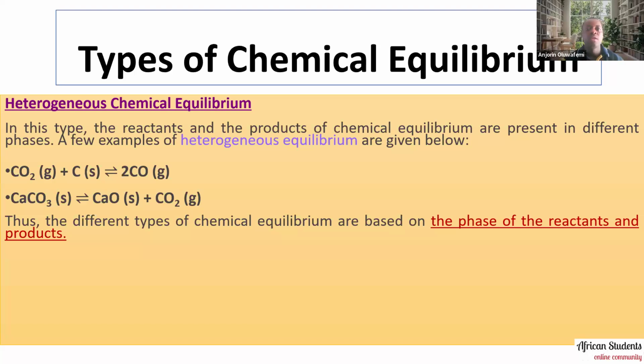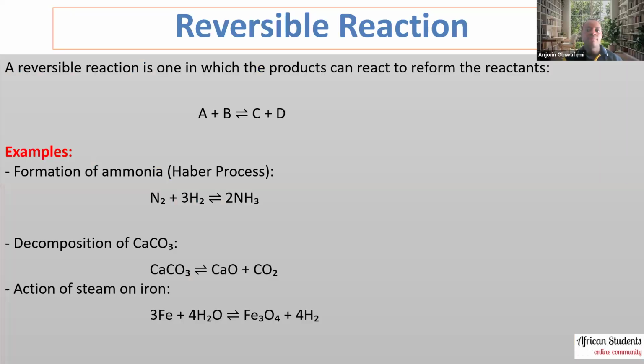All right now, let's push it further and talk about reversible reaction. We say a reversible reaction is one in which the products can react to form the reactants. So it's a forward and a backward reaction, whereby A plus B can give C plus D, and C plus D can also give us A plus B. That's what we call a reversible reaction.